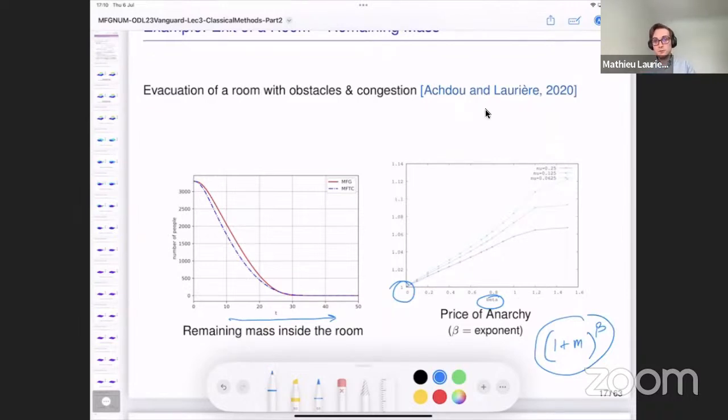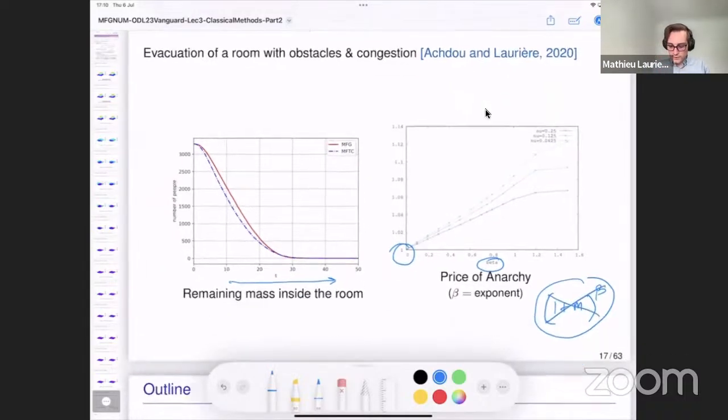When beta is equal to 0, this term disappears. So you are back to a pure alpha squared term in the cost, purely quadratic. You pay a quadratic cost to move, and it does not depend at all on the crowd. So there is no price of anarchy. You are going to behave exactly in the same way, no matter how many people are around you.